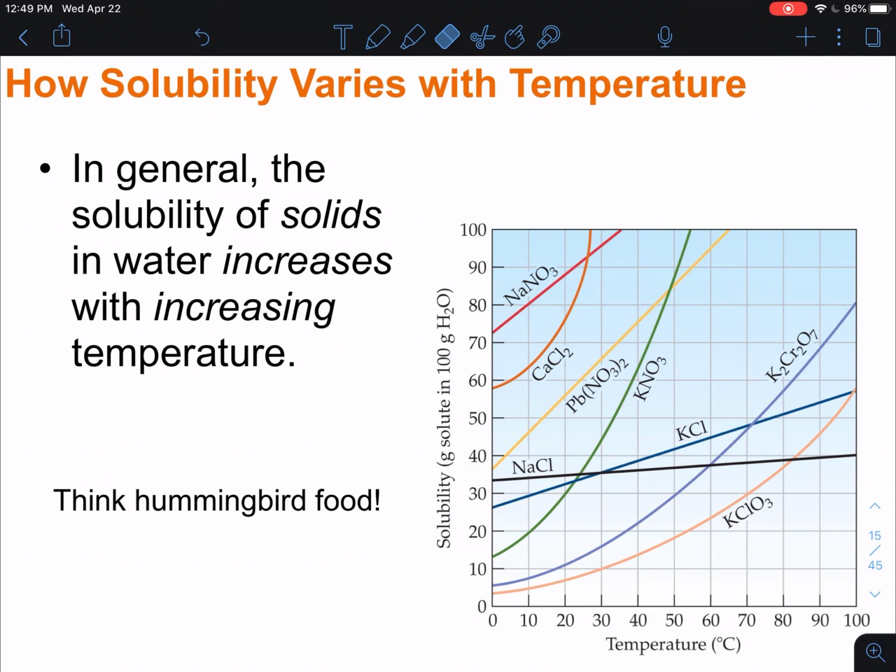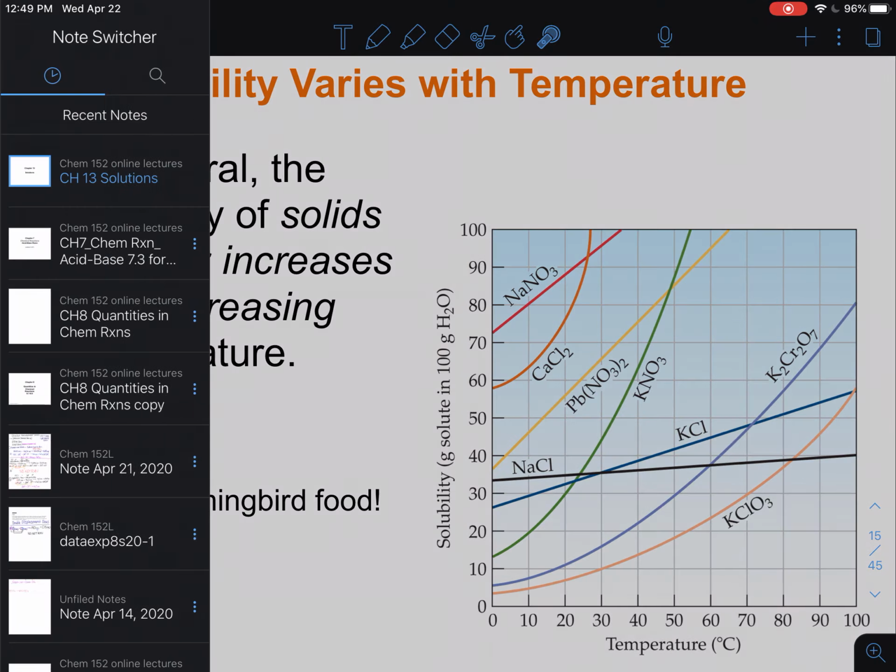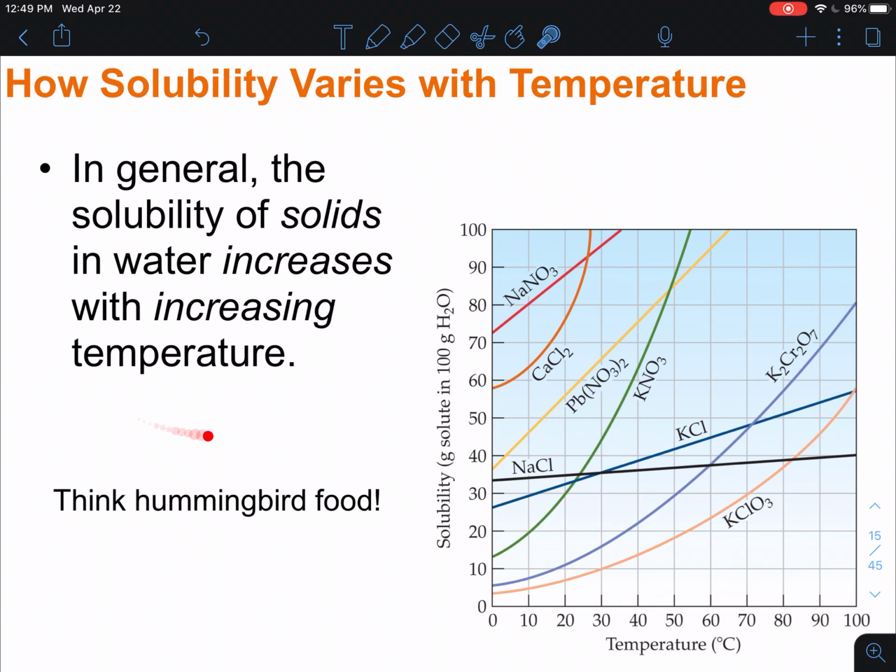Okay, so how does solubility of solids vary with temperature? All right, and you're going to need to know this. In general, the solubility of solids in water increases with increasing temperature. You can think about hummingbird food, right? When we make hummingbird food, if you've made it before, a lot of times you want to throw a lot of sugar in water, right? Because hummingbirds like it. I think it's a fourth of a cup of sugar to every cup of water. And a lot of times in order to get the sugar to dissolve, you have to heat up the water. All right, so as we increase temperature, we increase the solubility of solids.